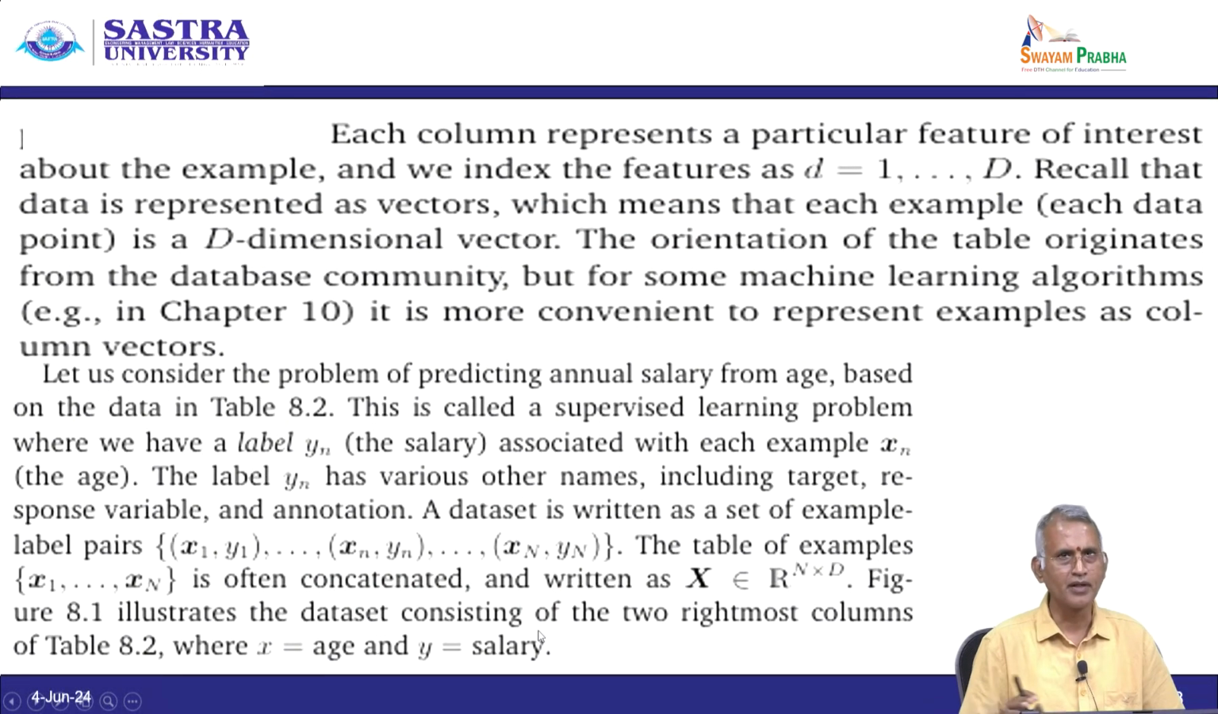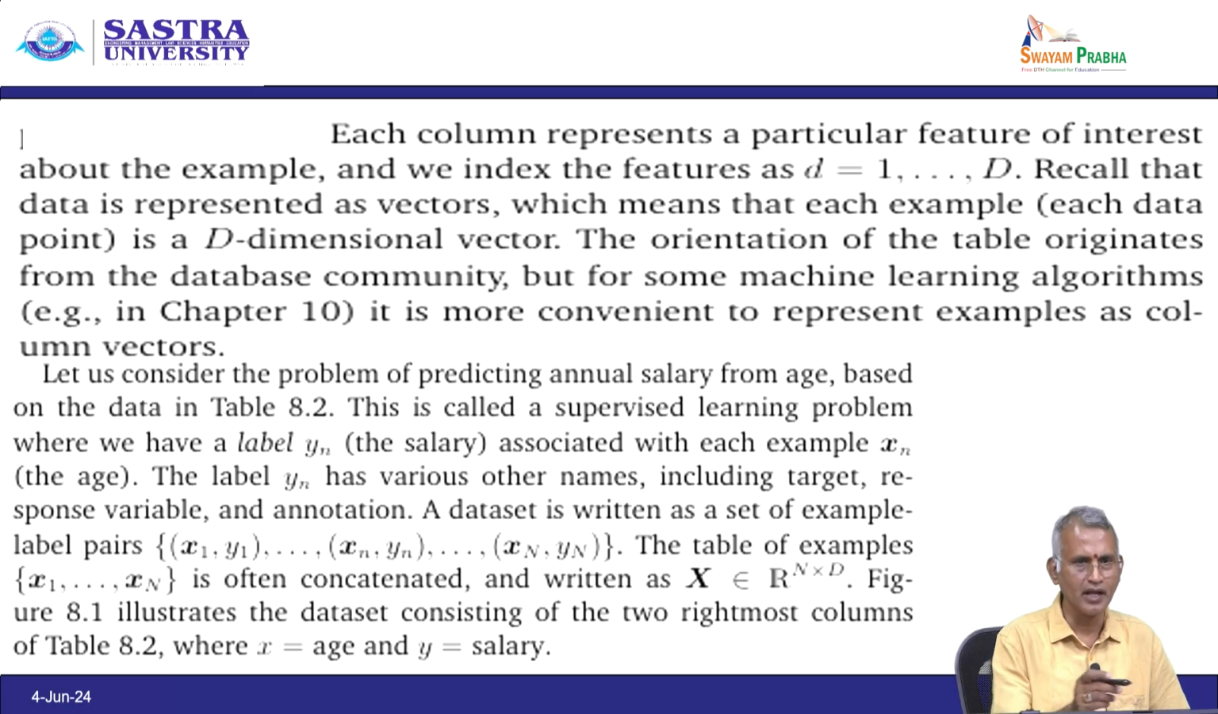Each column represents a particular feature of interest about the example, and we index the features as d equal to 1 to D. Recall the data is represented as vectors, which means that each example, each data point, is a D-dimensional vector. The orientation of the table originates from the database community, but for some machine learning algorithms it is more convenient to represent examples as column vectors.